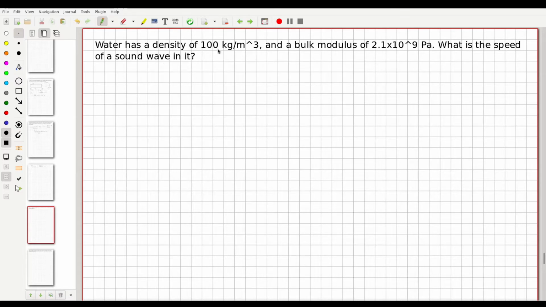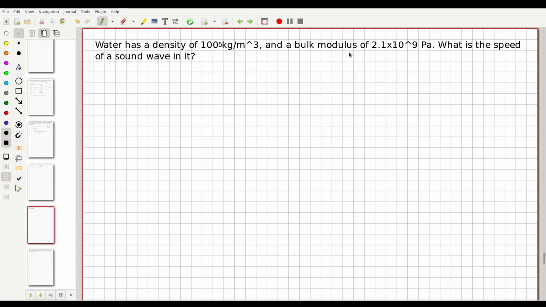Now, water has a density of, this is wrong actually, this should be 1,000 kilograms per cubic meter. And the bulk modulus, which is how well it resists compression or restoration, is 2.1 times 10 to the ninth pascals. What I want to know is what the speed of sound is in it. Now, a sound wave is just a longitudinal wave. So if you find the speed of a longitudinal wave, well, you're set.